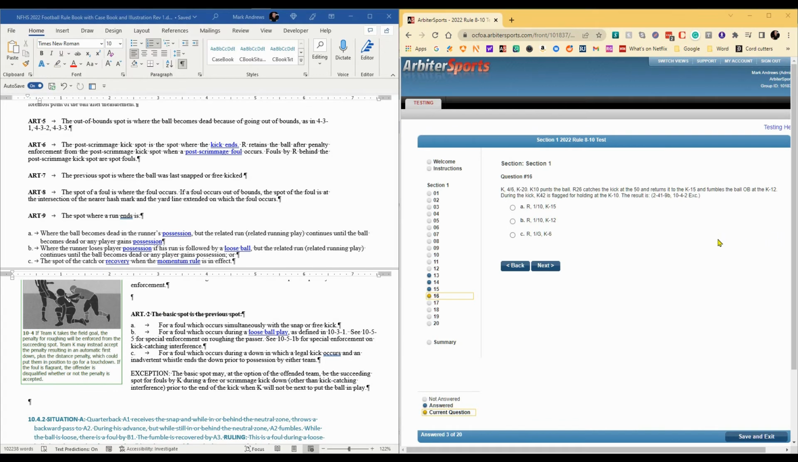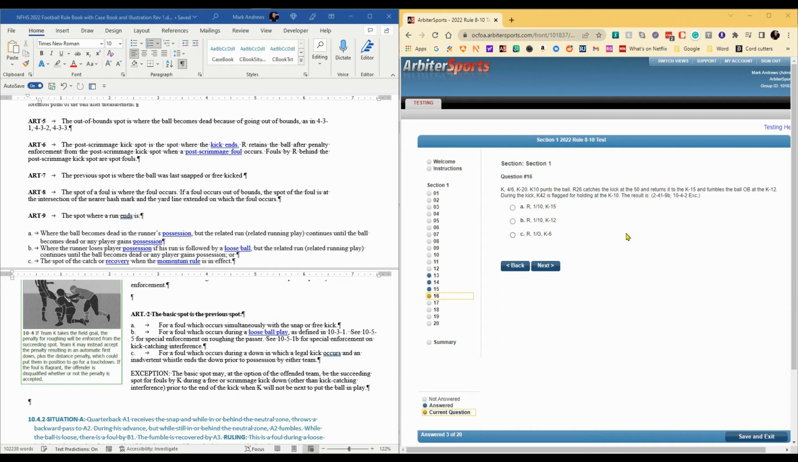Question 16. K 4th and 6 at the K20. K10 punts the ball. R26 catches the kick at the 50 and returns it to the K15 and fumbles the ball out of bounds to the K12. During the kick, K42 is flagged for holding at the K10. The result is, basically, we've got a foul by K and a run by R that results with the ball out of bounds at the 12.